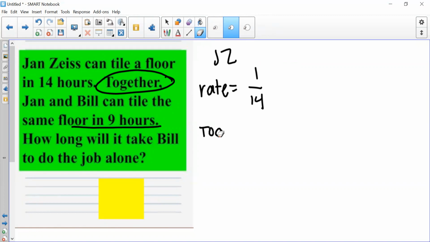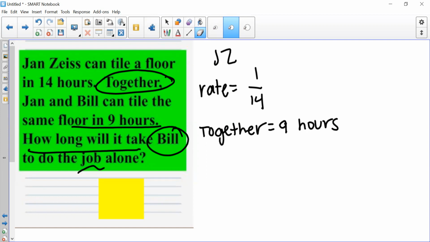Okay, they didn't tell us the together time in the last problems. That's what we were solving for. So this time we're solving for how long it will take Bill to do the job alone. So what we don't know this time is Bill's rate. We know he can complete one job, but we don't know how many hours. So Bill's rate is 1 over x. It's not just x. Remember, the rate is 1 over however long it takes.